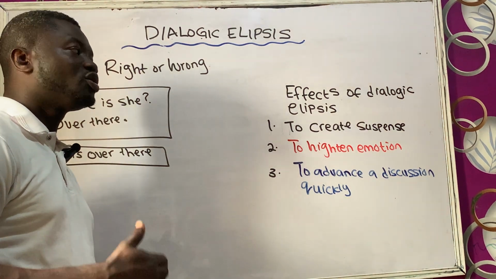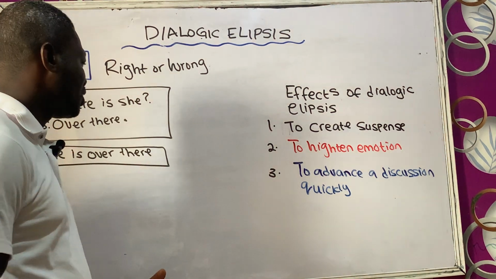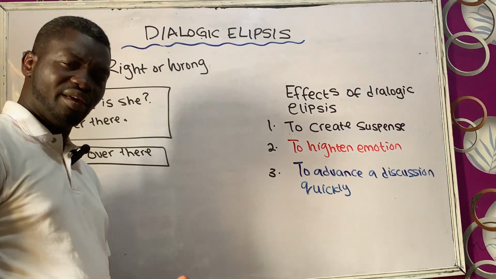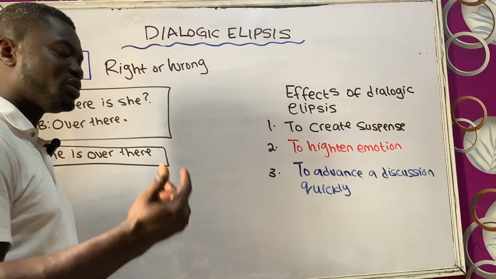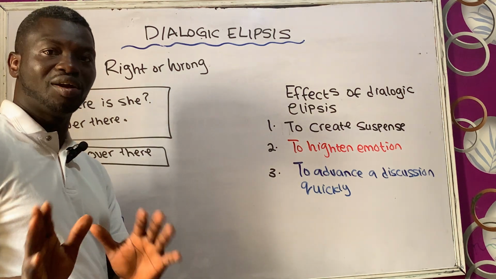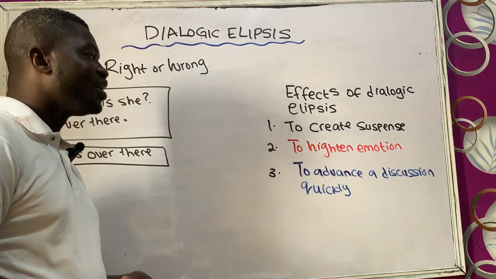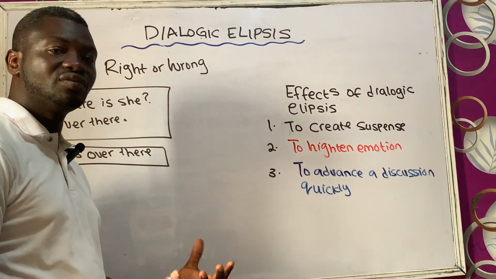And secondly, to heighten emotion, we also do this to heighten emotion. "Where's she?" "Over there." "What? Again?" Stuff like that. All right. So, like I've just mentioned, you can actually respond to a question elliptically, and that makes a lot of sense. All right. Lastly, we also respond to a question elliptically when we're trying to advance a discussion very quickly.